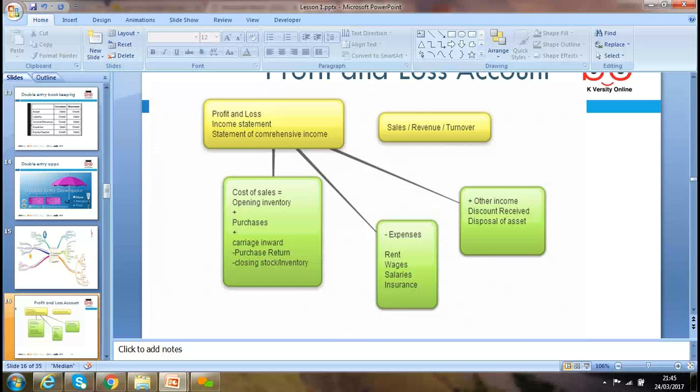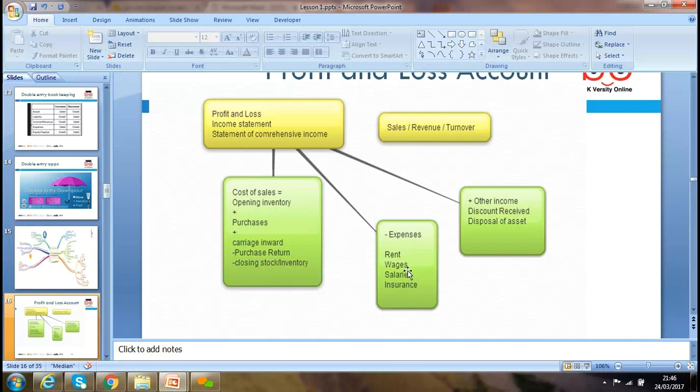There is a formula: opening inventory plus purchases plus carriage inward, less purchases returns, less closing inventory. We can find the figure called cost of sales. We don't really need to learn it. We just need sales minus cost of sales, and we'll get the gross profit. Then we have other expenses.